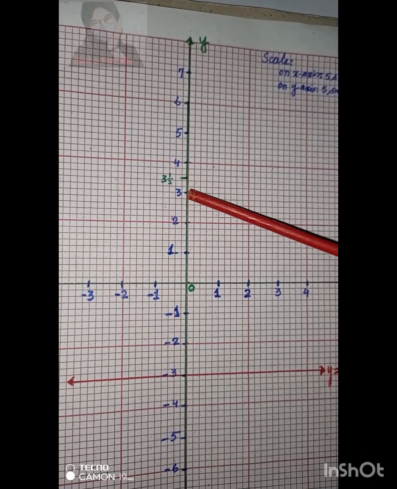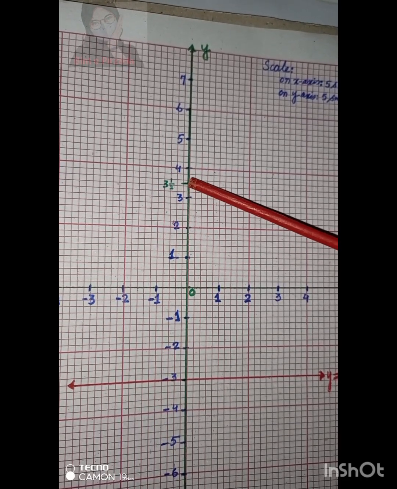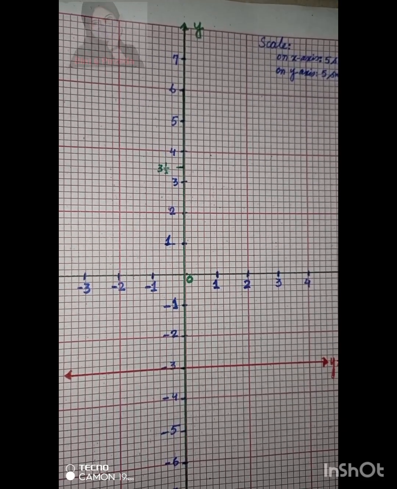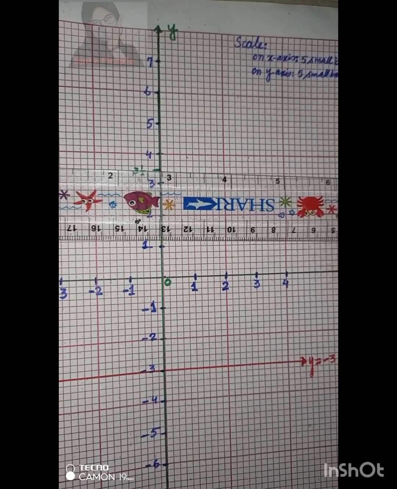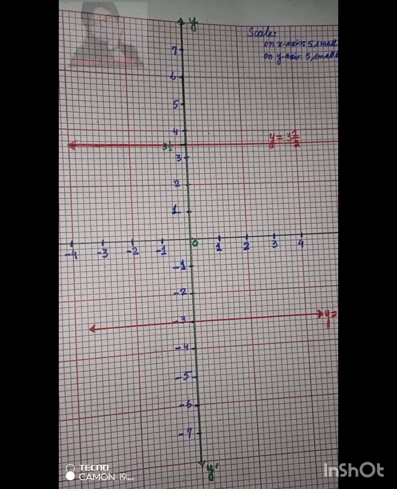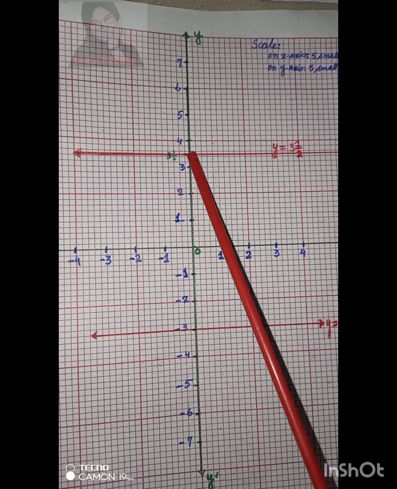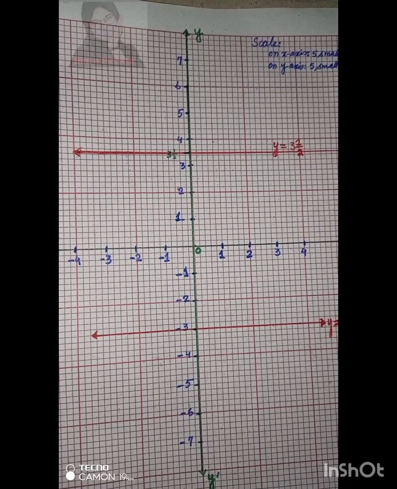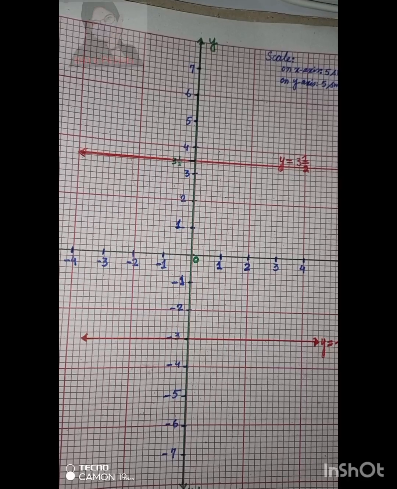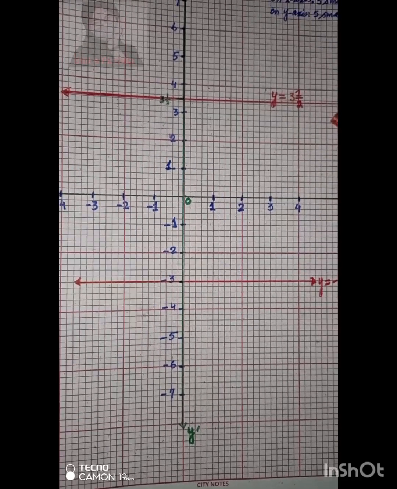There are 5 boxes between 3 and 4, so after 2 and a half boxes, that is 2.5 boxes, we will write 3 whole 1 by 2. Now we will draw a line at this point. We will set our scale at 3 whole 1 by 2 and we will draw a line. So students, you see that a line is passing through the point 3 whole 1 by 2. This line has the equation y is equal to 3 whole 1 by 2. This line is also parallel to the x-axis. This line has no steepness and the gradient of this line is also 0 because it is parallel to the x-axis.